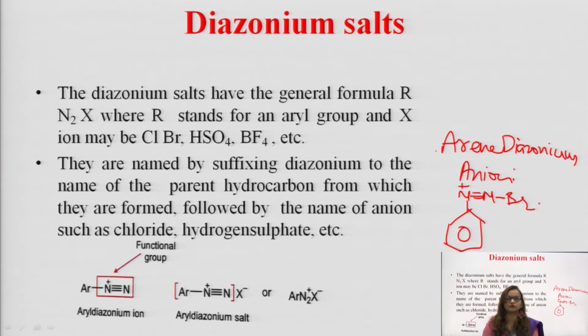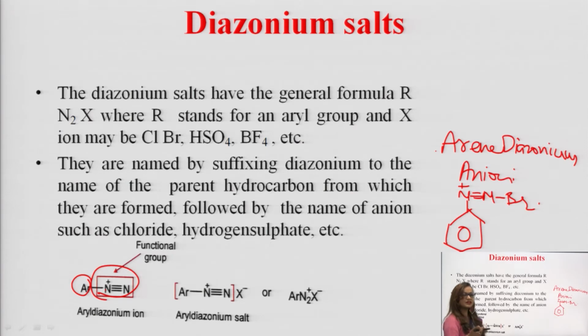Suffix means you have to write it later to the name of parent hydrocarbon from which they are formed, whether it is aryl group, benzene group, or it is any other alkyl group, you have to write that from which they are formed, and they must be followed by the name of anion. Anion may be chloride, hydrogen sulfate, or whatever. Now see the formula, it is aryl diazonium ion. See, this is Ar and this is diazonium.